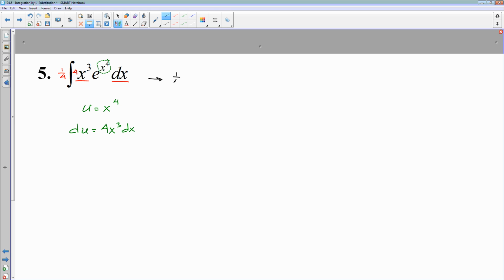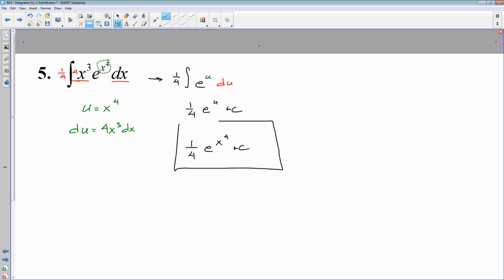The 1/4 on the outside stays there. 4x cubed dx, all of that comes out to be my du. And then I have e. I'm not changing the e part, but the exponent on e is my u. So it's e to the u du, and that's the easiest antiderivative. That'd be 1/4 on the outside, and then the antiderivative of e to the u is e to the u plus some constant. And then finally, we will plug our x to the fourth back in for u. There's your answer. Good. I think that's the last one.